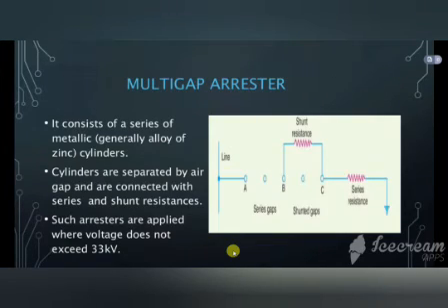So next one is multi-gap arrestor. See the diagram. It has multi-gaps. It consists of a series of metallic, generally alloy of zinc cylinders. Cylinders are separated by air gap and are connected with series and shunt resistance. Such arrestors are applied where voltage does not exceed 33 kV.